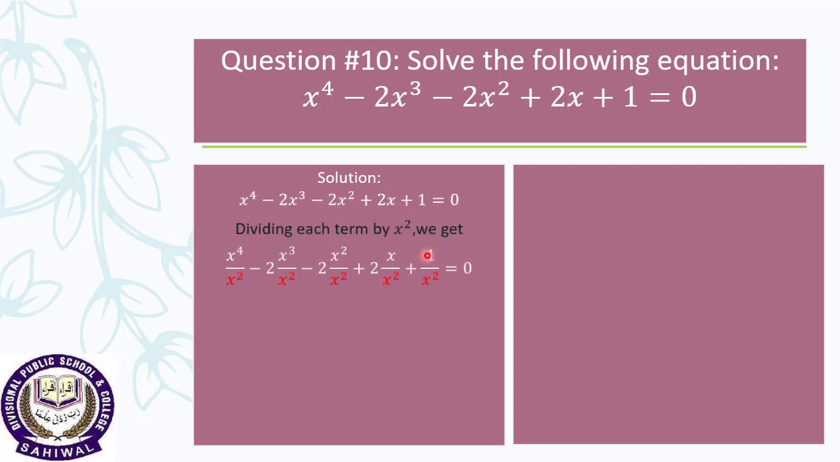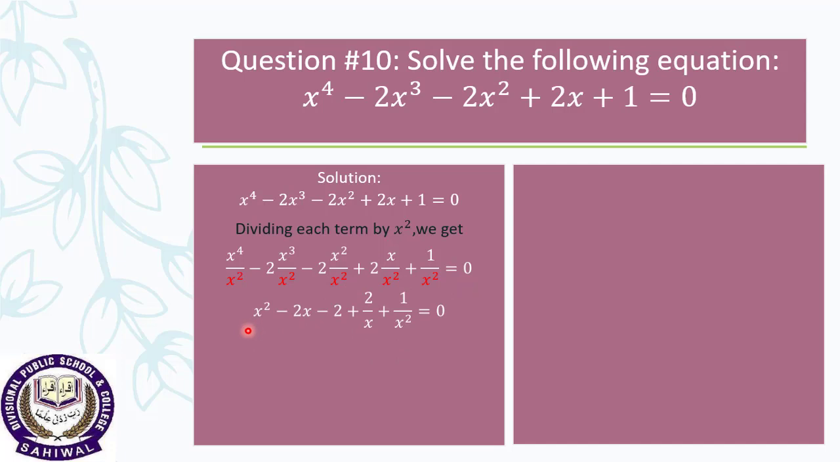We divide each term by x squared and get x raised to the power 4 divided by x squared minus 2 times x raised to the power 3 over x raised to the power 2 minus 2 times x squared over x squared plus 2 times x over x squared plus 1 over x raised to the power 2 equal to 0.